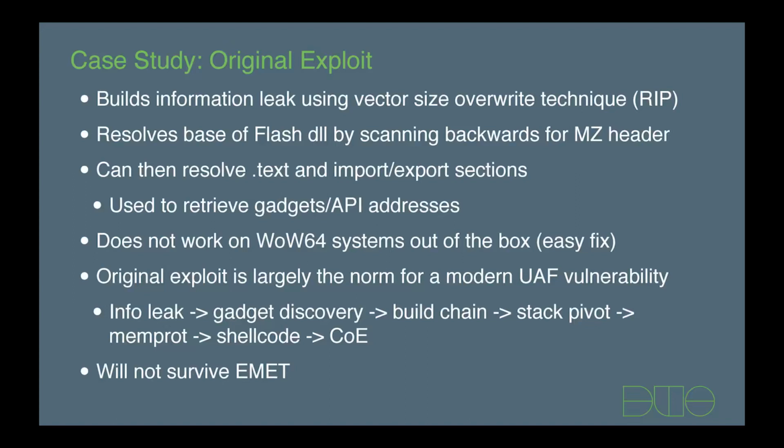So usually your ROP chain does something like change memory protections. So it'll do a virtual protect, change the memory permissions of your second stage payload, you fall into that, you do whatever nefarious thing it is you want to do, and then you resume the process. And as I said, the original exploit won't survive EMET.